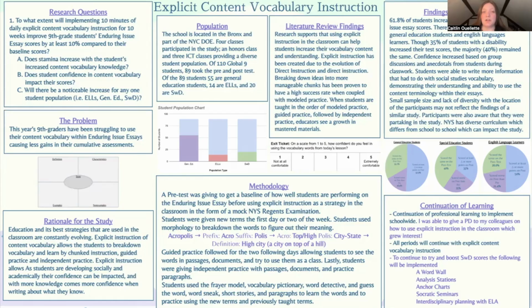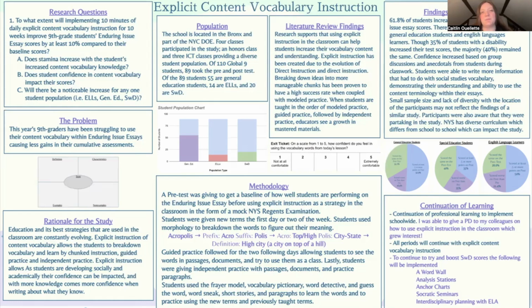For explicit instruction, your first step is breaking down ideas and modeling for the students, followed by guided practice, as well as independent practice so students can show off their skills. As long as it was followed in that order for, again, at least 5 minutes of daily explicit instruction, educators did see a growth in mastered materials and in vocabulary usage for their students.